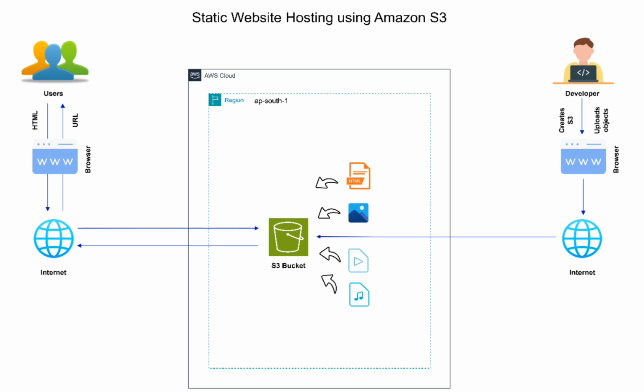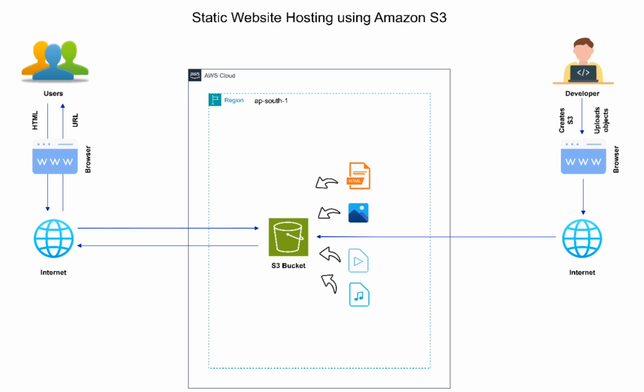S3 is a regional service, but the bucket name should be globally unique. In S3, generally we store log files, backups, application assets, media files, and large datasets for analytics. Other than this, S3 is used for hosting static websites, landing pages, portfolios, and documentation sites.